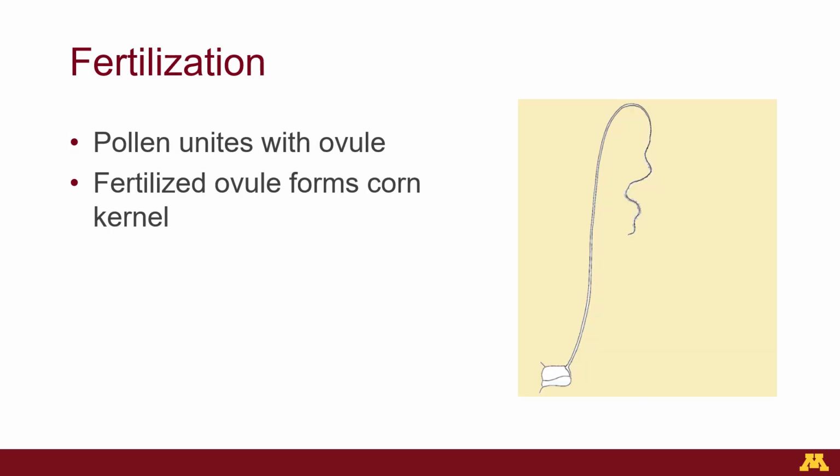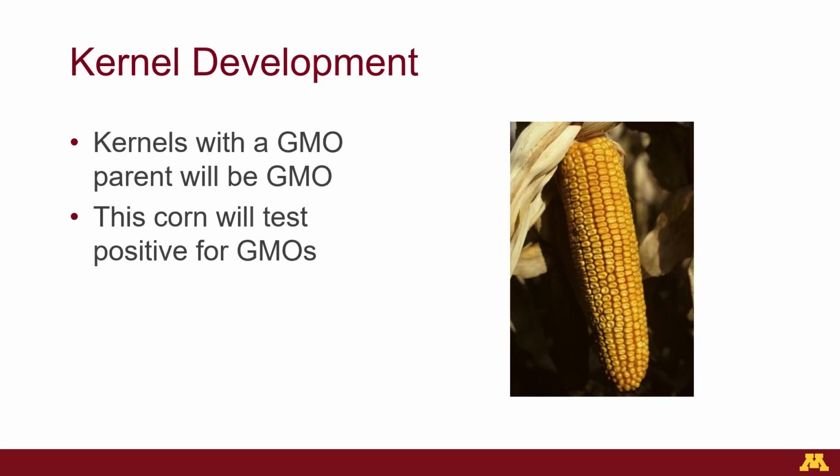Fertilization is the process where the pollen grain is transported down the silk to the ovule, from which a kernel will develop. If the ovule is not fertilized, the kernel will not form. The developing kernel contains genetic material from both parent plants and will express traits from both. For example, a kernel that was fertilized by pollen from genetically modified Bt corn will produce the Bt toxin. Subsequently, this corn will be harvested and will test positive for GMOs.